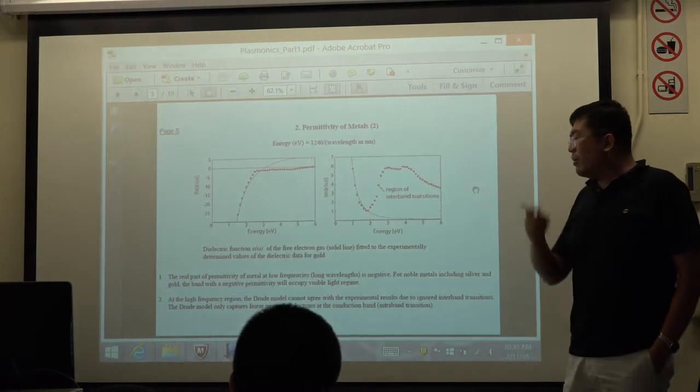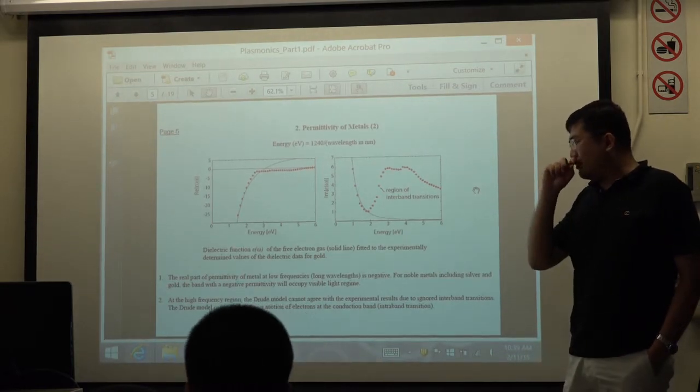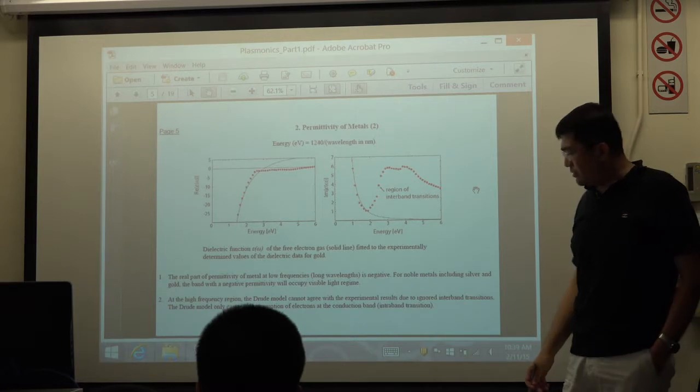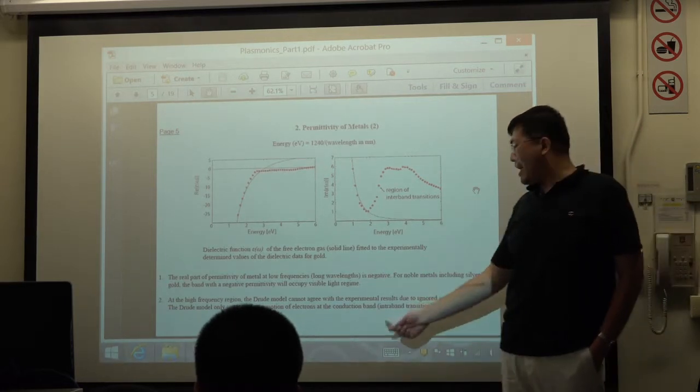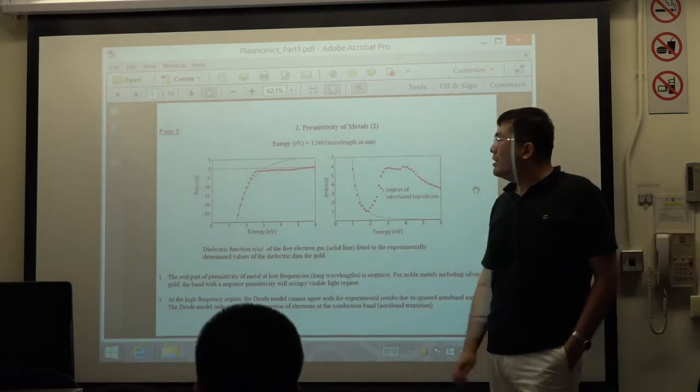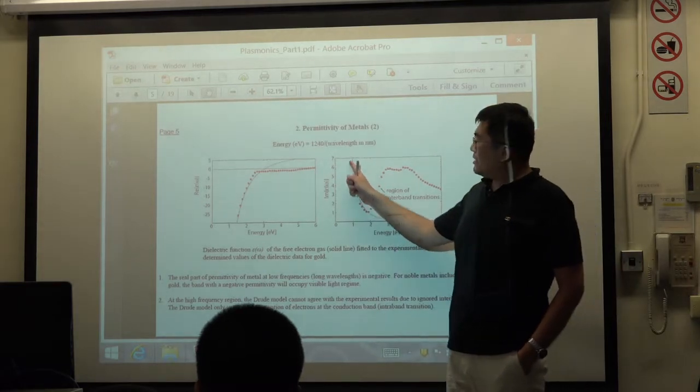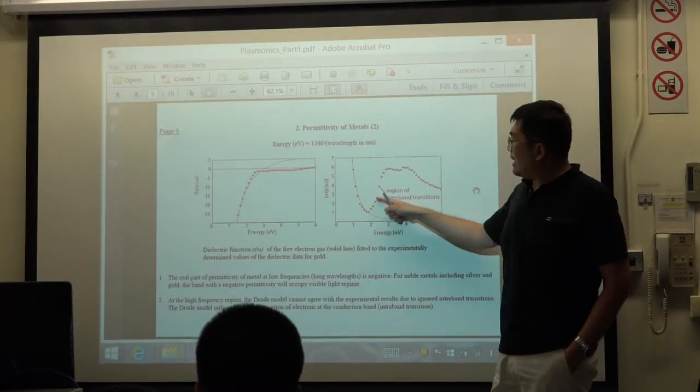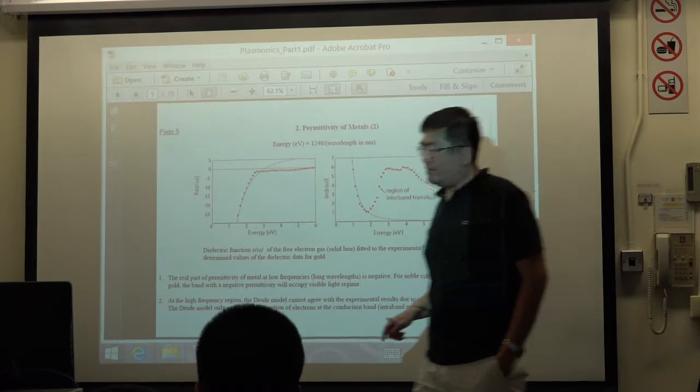So this Drude model only captures the linear motion of electrons. Force is linear, it cannot capture nonlinear. It's a linear motion, and the conduction band is intraband transition. So this Drude model captures the intraband transition part very well, but it cannot capture the interband transition part.